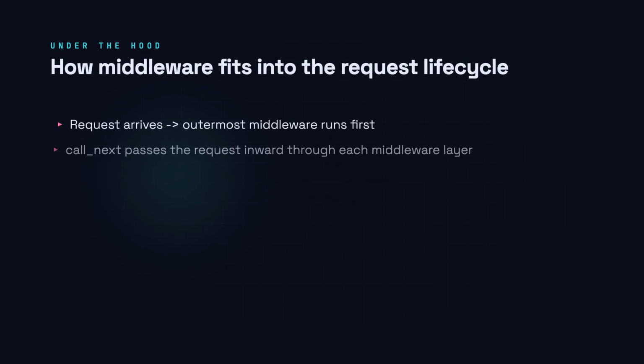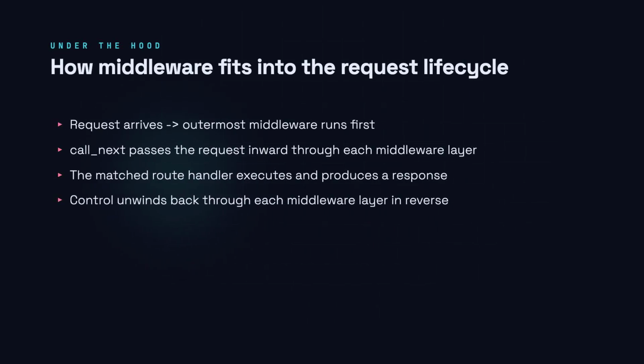FastAPI wraps your application in a chain of middleware layers, outermost first. When a request arrives, it flows inward. Each middleware calls call_next until the actual route handler runs and produces a response. Then control unwinds back outward through each middleware in reverse order. Because every layer sees both the raw request and the finished response, you can read, log, or modify either one without touching any individual route.